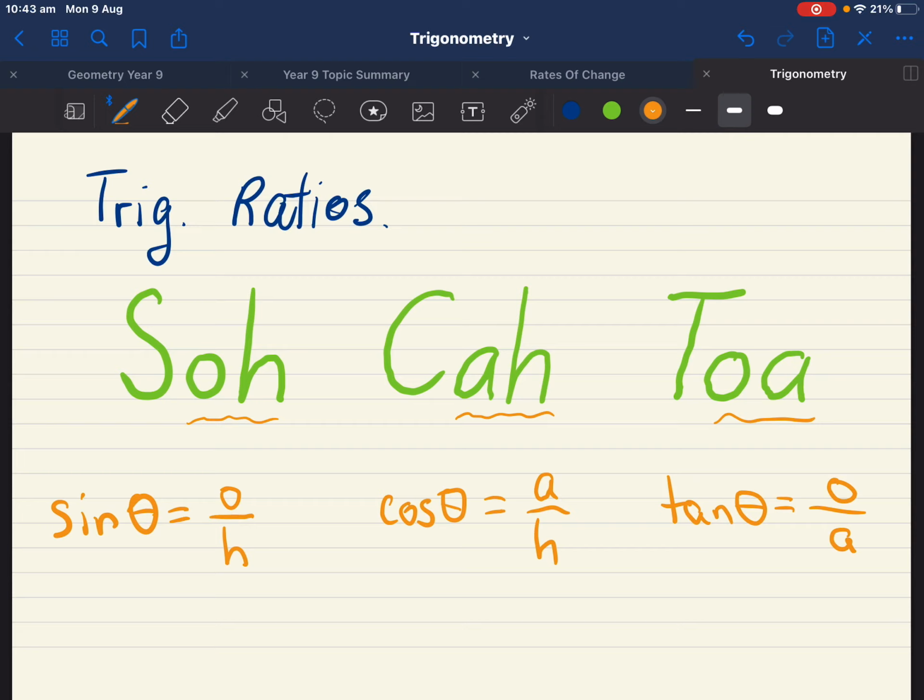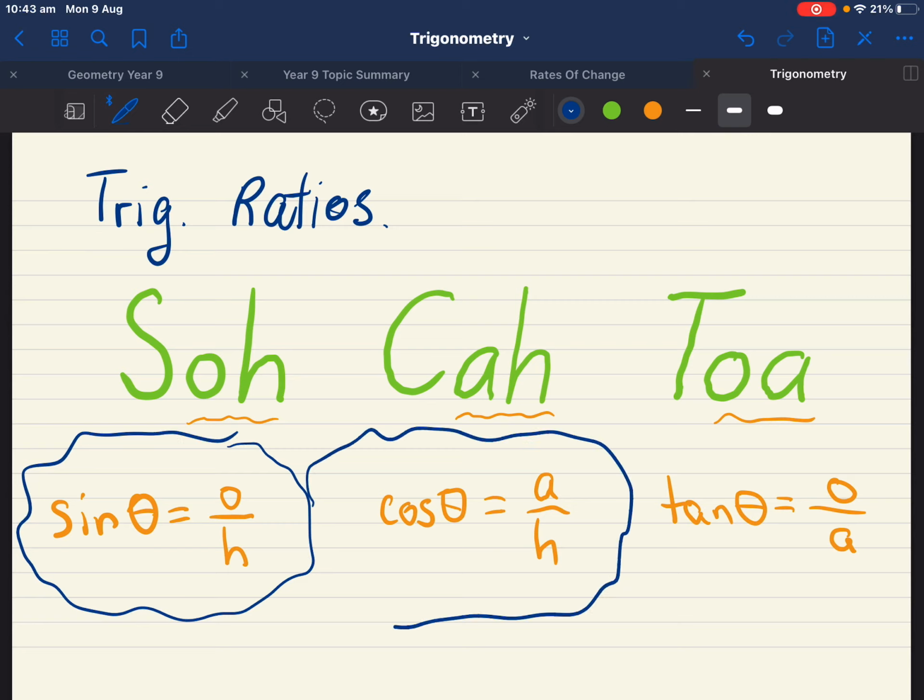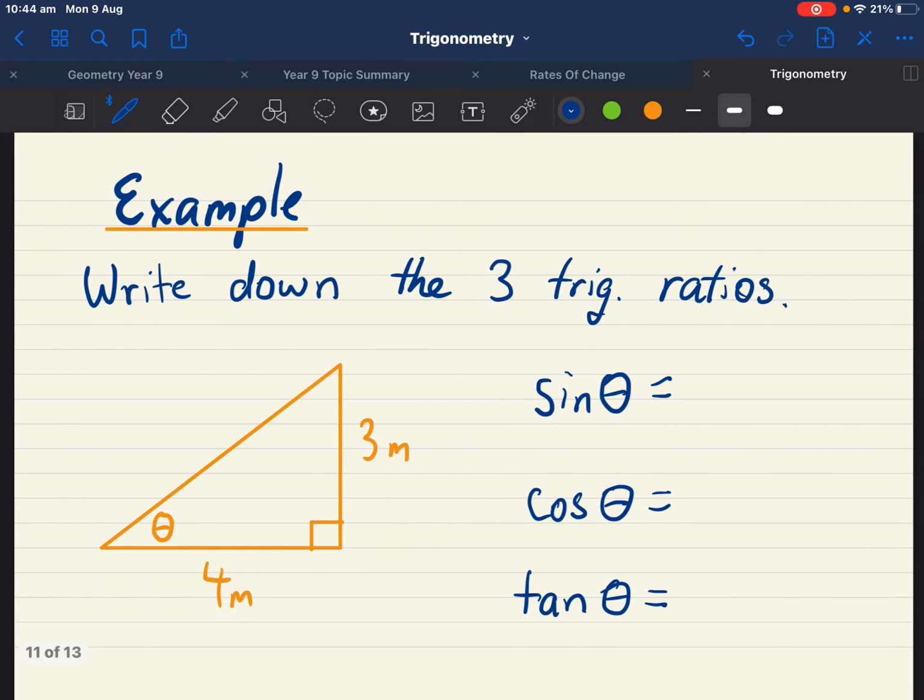All right, so trig ratios, SOHCAHTOA, nice and big, and our 3 trig ratios beneath. Make sure you have these copied into your books. Pause the video if you need to. Get them copied into your books nice and neat. And once that is done, press play and we'll continue on.